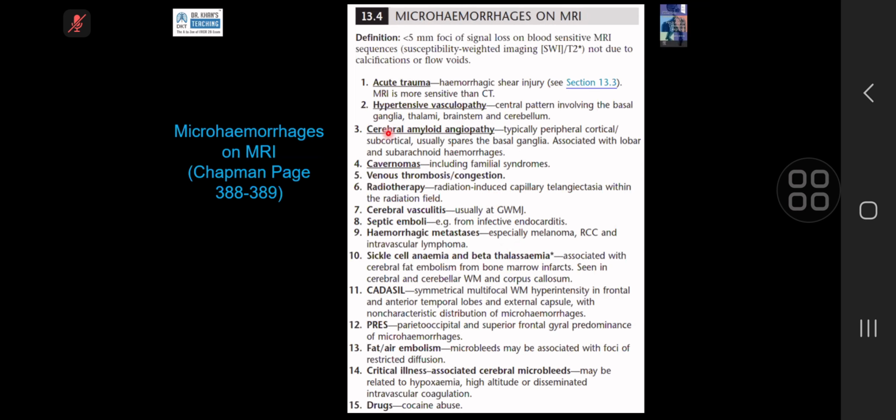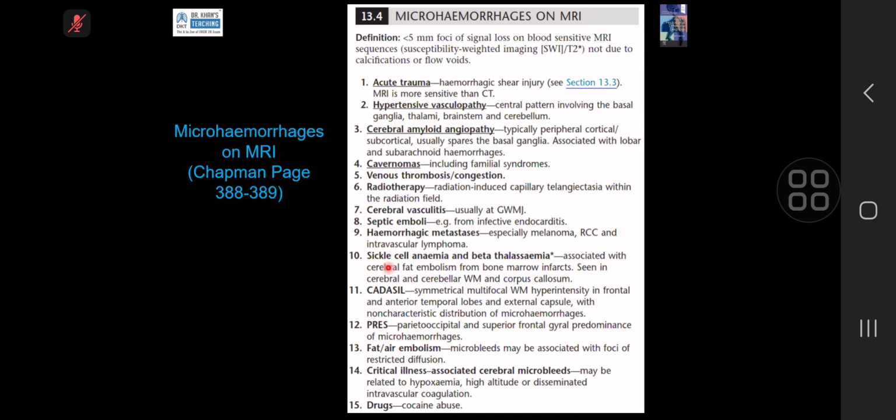And these are the ones: acute trauma, hypertensive. Please remember, cerebral amyloid angiopathy occurs after the age of 60, and there is a pattern for this. Hypertensive vasculopathy has a different pattern. In a young patient, multiple cavernomas, particularly in familial syndromes, will be in the differential. But our case was too much, right? And what was the too much?